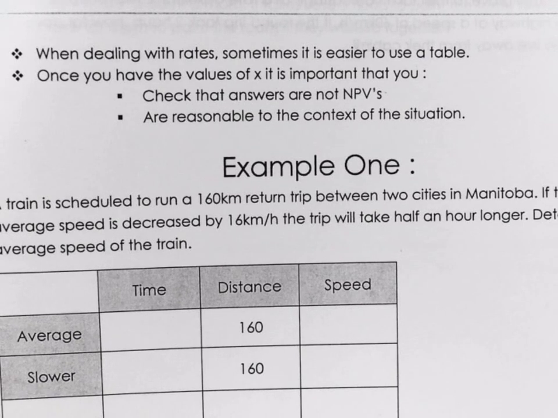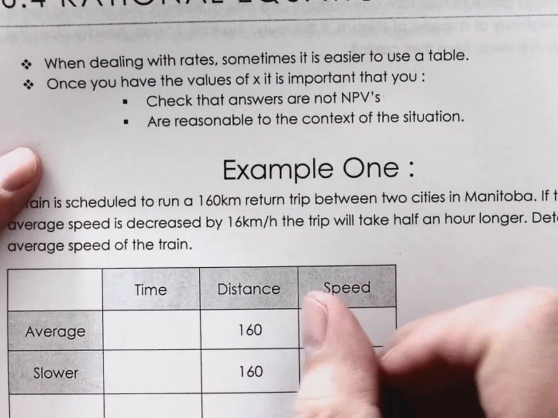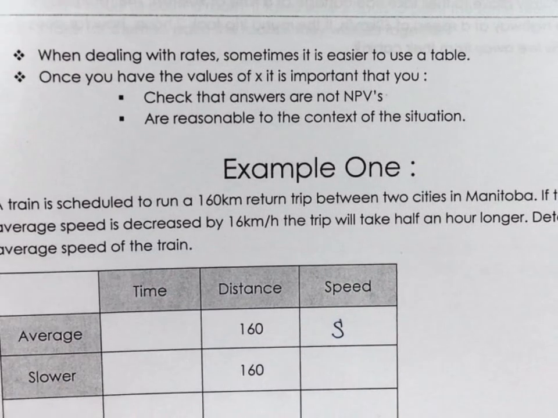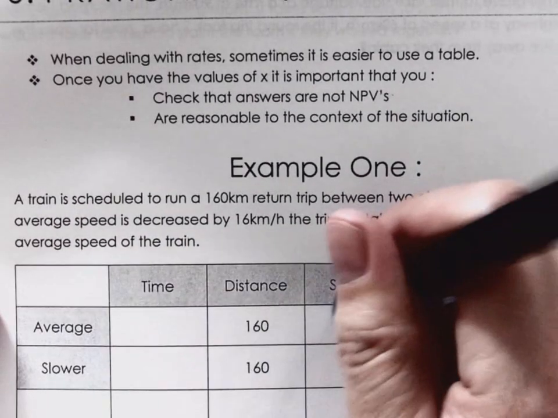Do we know what the average speed of the train is? That's what we're trying to find, right? I'm going to use the letter S, if you want to use V. Do you want me to use V? Would that be better for your little brains?